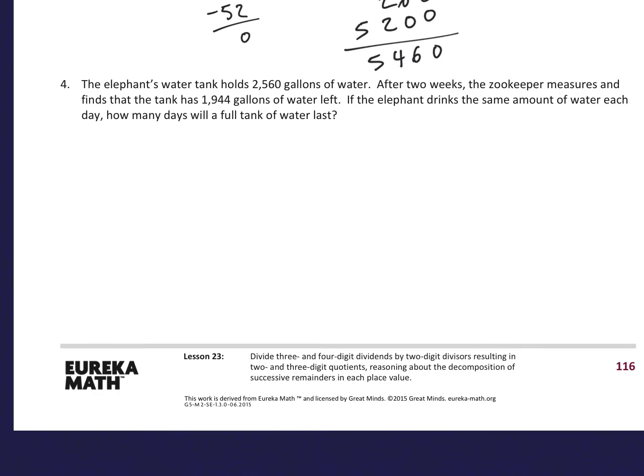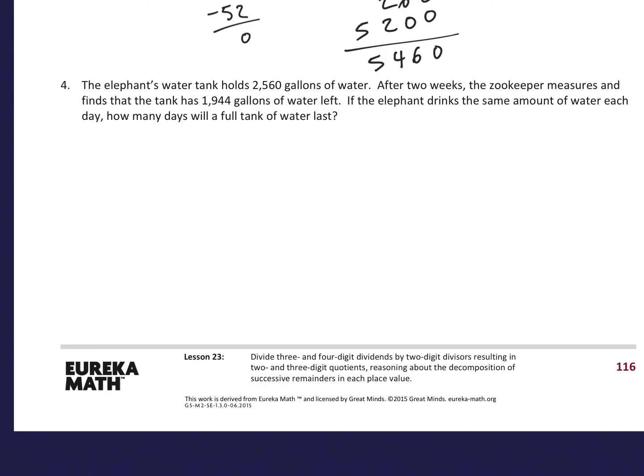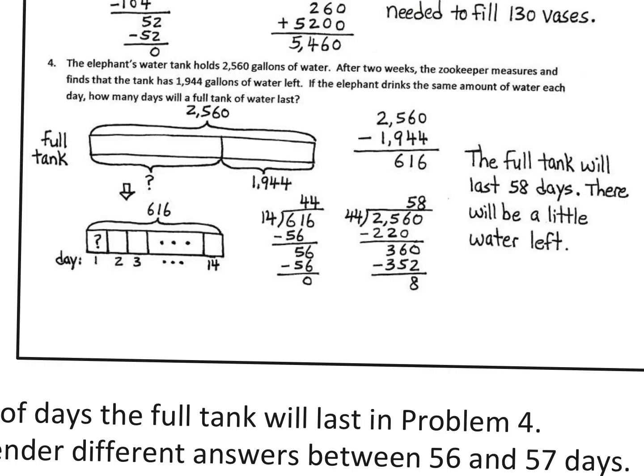So number 4, the elephant's water tank holds 2,560 gallons of water. After 2 weeks, the zookeeper measures and finds that the tank has 1,944 gallons of water left. If the elephant drinks the same amount of water each day, how many days will a full tank of water last? So this is multiple steps, multiple operations. So I'll go ahead and pause the video, and you pause the video as well and see how much of this you can do by yourself, and I'll have the answers pop up in 3, 2, 1.